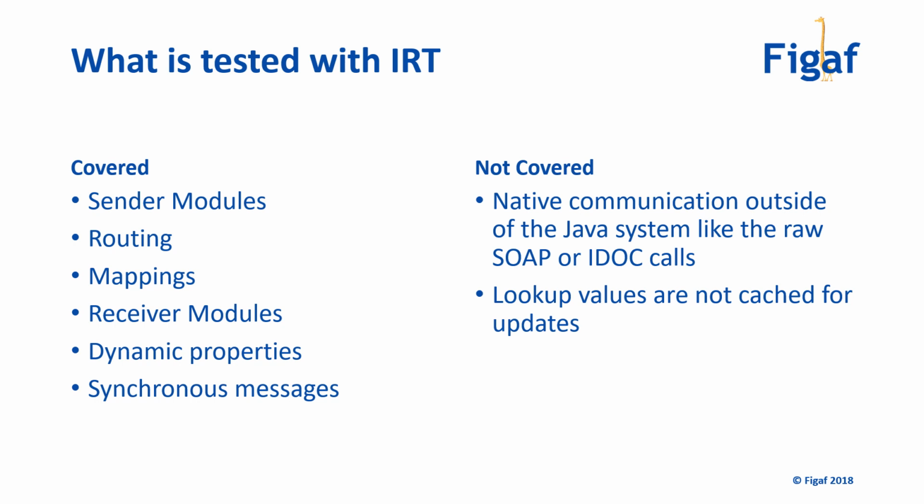So what's covered? Sender modules, routing, mappings, receiver modules, dynamic properties, and synchronous messages. And the thing that's not really covered is communication outside of the Java system, so SOAP, IDOC calls. And also, if you have file content conversion, they are not covered either, unless you have them in as modules. And then lookup is not cached either. So if you have lookups and you're getting some different responses back, then you probably want to add those into the ignore list.